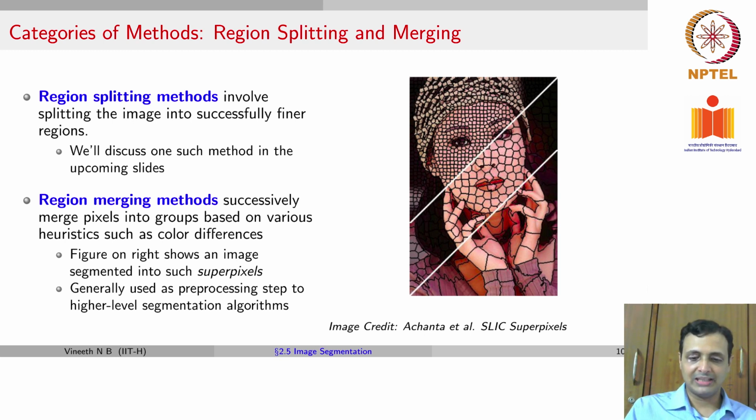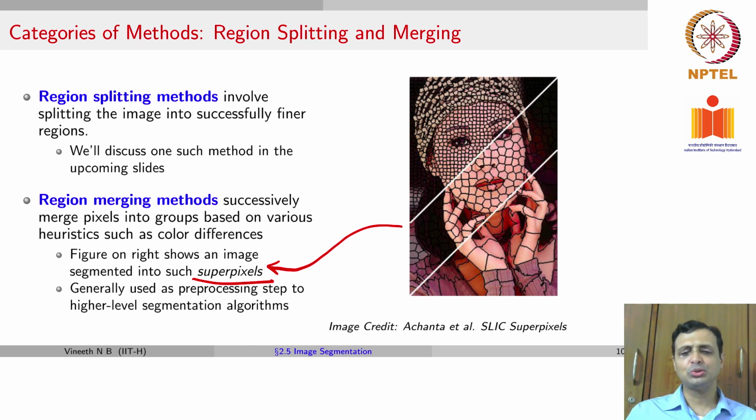So here is an example of an image which has been merged into groups of pixels. Groups of pixels are also sometimes called superpixels. And this is generally used as a pre-processing step for higher level segmentation algorithms.